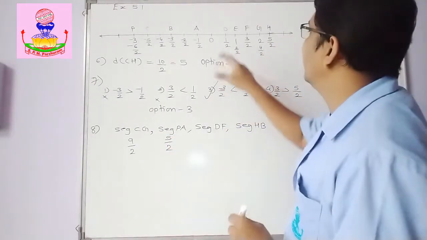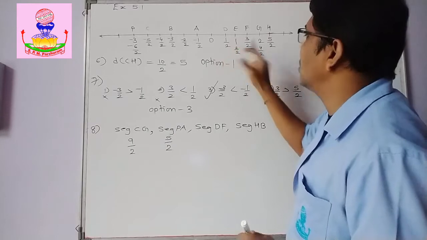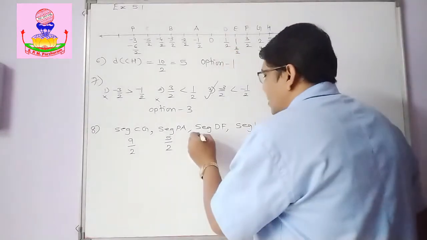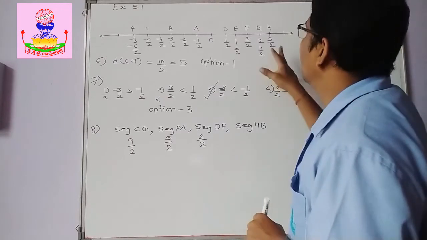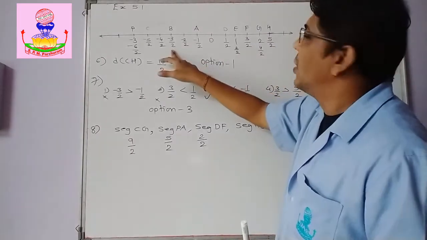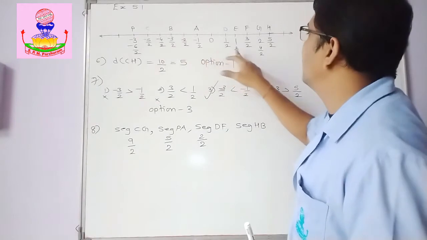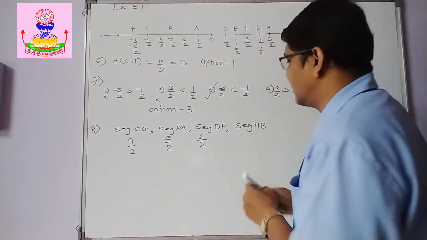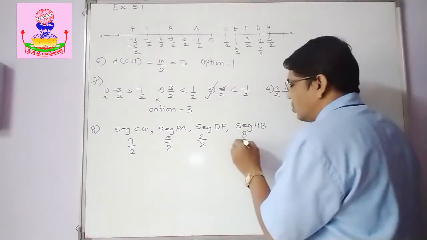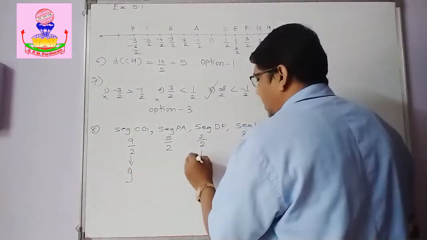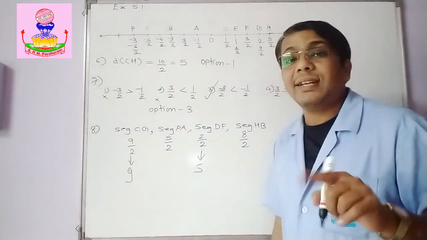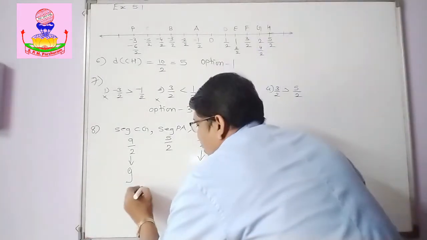Then DF. This is D, this is F. So 1, 2. So that is 2 upon 2. Right? And segment HB. H and this is B. Okay? So 1, 2, 3, 4, 5, 6, 7, 8. So 8 upon 2. Which is the greatest? This is the greatest. Which is the smallest? This is the smallest. And the question is find the difference.